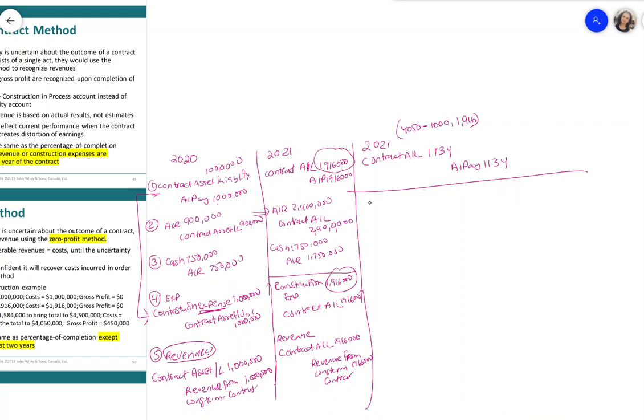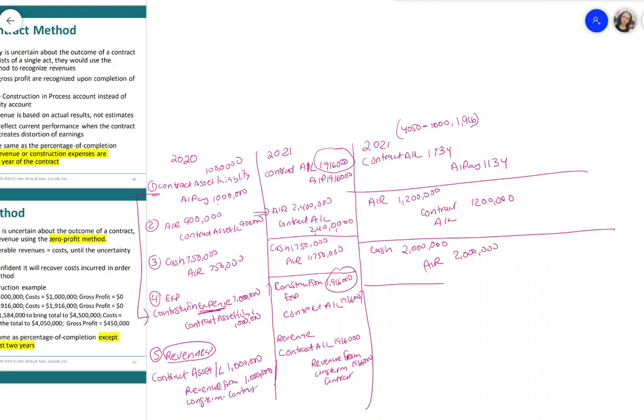My second entry will be for the billing, and that will be your contract asset / liability. The billing is 1.2 million. We're going to record that. Then what we're going to do is collect. So when we collect, debit the cash, credit your accounts receivable, and what we're going to collect is your 2 million.